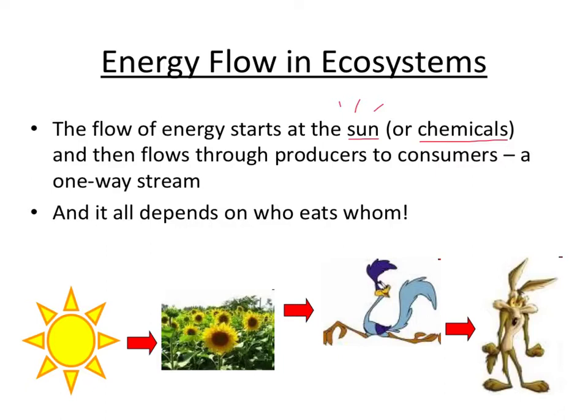So if we start with our energy here at the sun and we pass that energy on to this producer here represented by these sunflowers, then we might have our first consumer, which would be our roadrunner here for you cartoon fans, who eats the sunflower, so energy gets transferred to him. And then you've got a second consumer, Wile E. Coyote, who, when eating the roadrunner, if he could ever catch him, would receive the energy in that way.